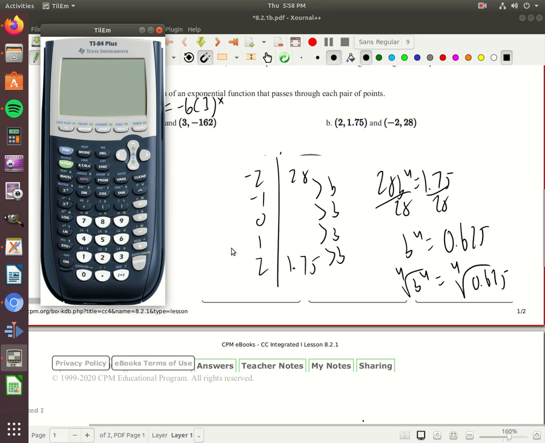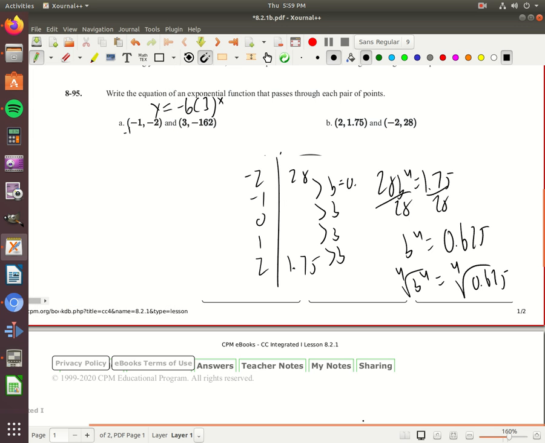1.75 divided by 28. Oh, 0.0625. Okay, I'm sorry. So I want the fourth root of 0.0625. And I'm going to get 0.5. Oh, this all makes way more sense. Okay, so this would be 0.5. So 28 and half is 14, and half is 7, and half is 3 and a half, and half is 1.75. So I apologize for that mess up there, but you can see that the equation, my zero term, so that's my a, times 0.5 or 1/2 to the x works.